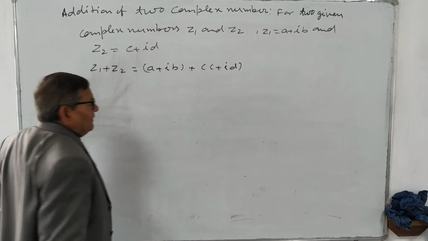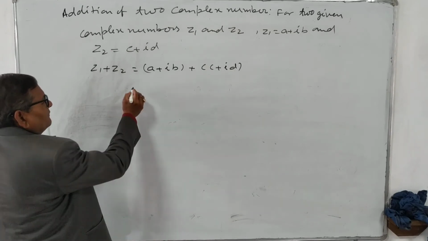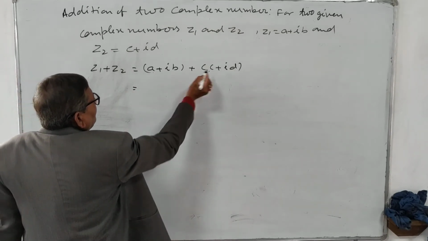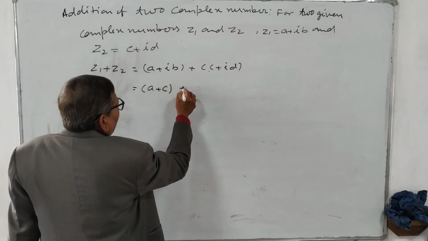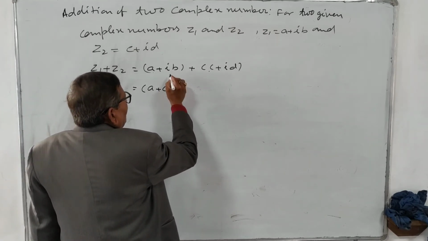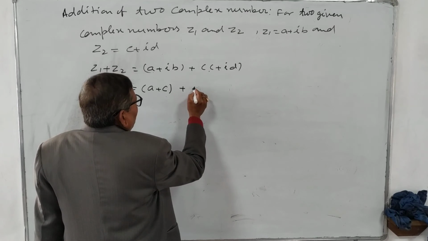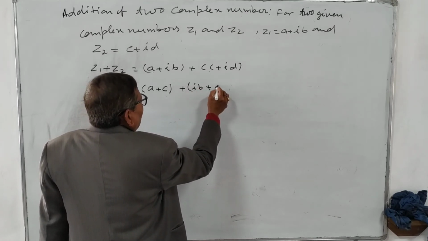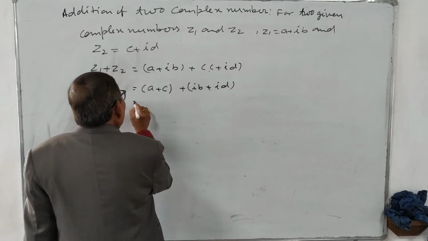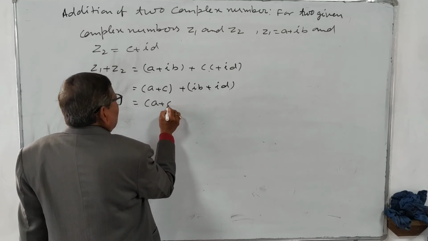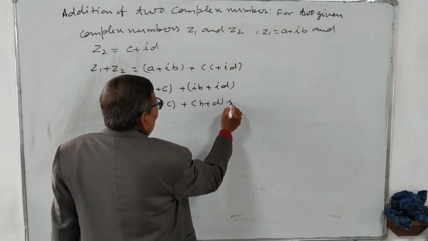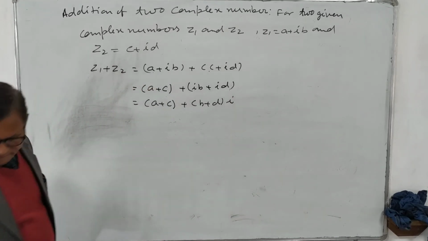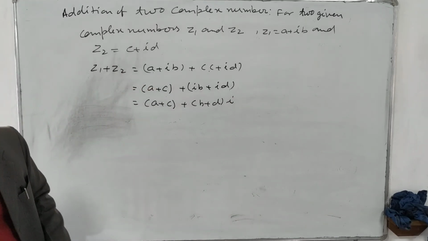So we can add their real terms. A and c are real terms, you add together. And add imaginary terms together, ib plus id. So you can write your addition is like this: a plus c plus b plus d into i. So in this way we are adding two complex numbers.